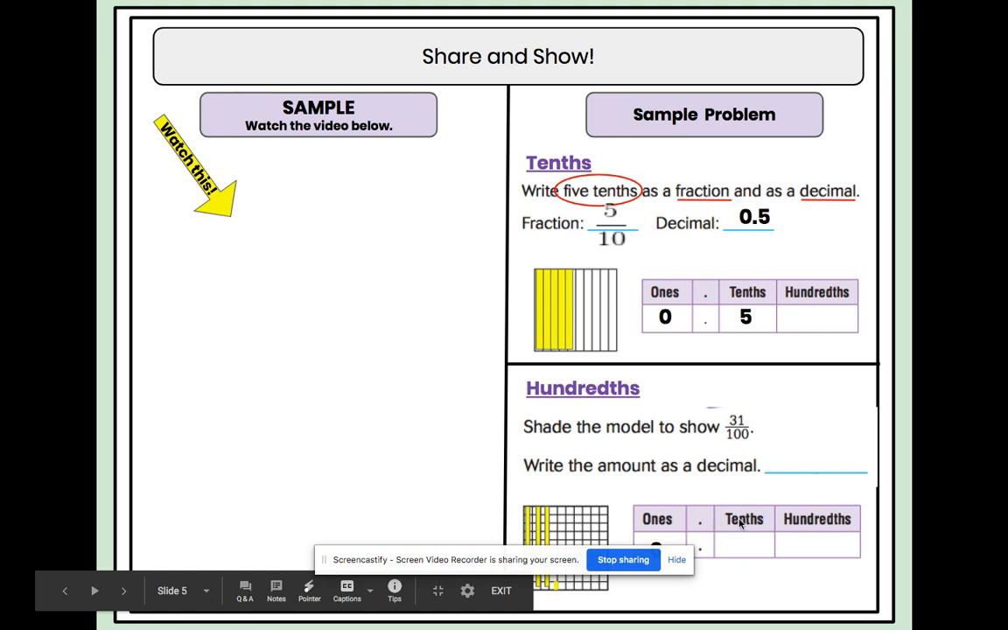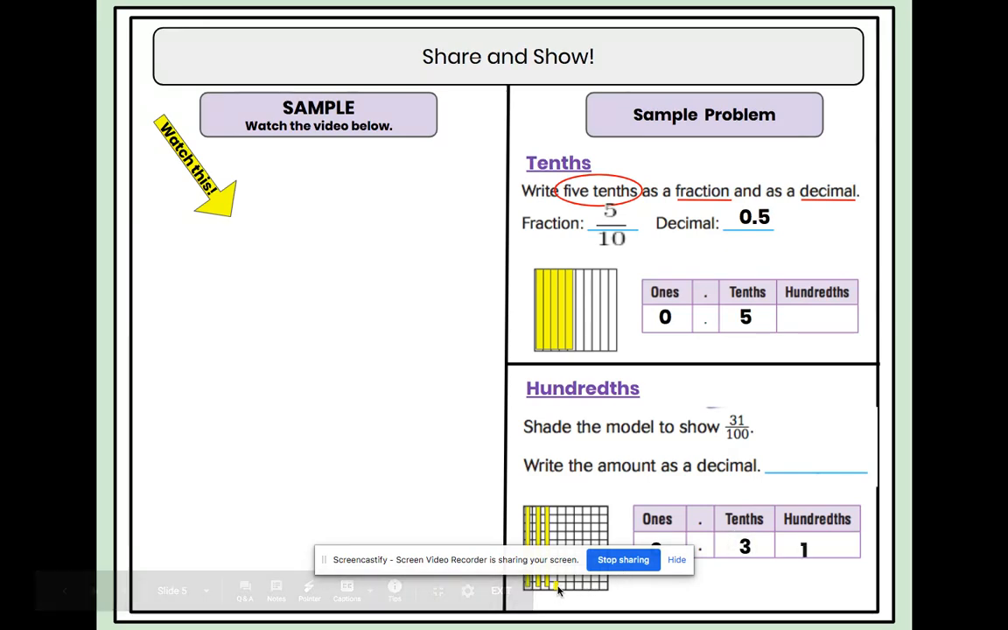Now, if I move into my tenths place, I do have 1, 2, 3/10 shaded because I have 3 whole columns of 10 cubes in a whole column shaded. So I have a tenths, 1/10, 2/10, 3/10. And then I have 1 cube down here shaded. That's my hundredths. So if I write 31 hundredths as a decimal, it will look like this, 31 hundredths.